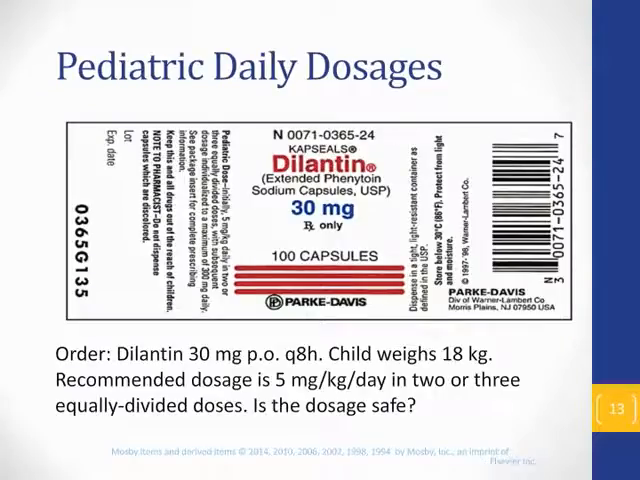Now here's an example for us to work. The order is for Dilantin 30 milligrams PO every 8 hours. The child weighs 18 kilos. The recommended dosage is 5 milligrams per kilo per day in 2 or 3 equally divided doses. So that's what's recommended. It can be given that way. The first thing we can tell is that it was ordered for 3 times a day, so we know that's appropriate. Now we have to see, is the dosage appropriate?